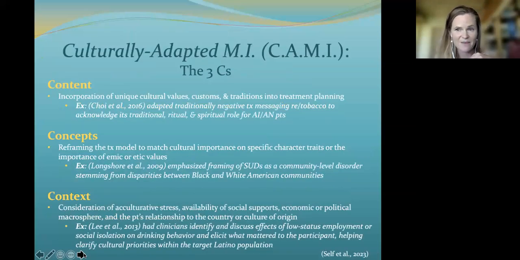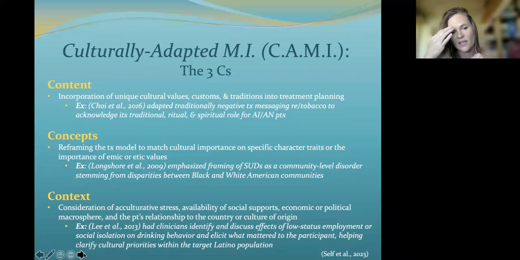For purposes of time, I can't dive into culturally adapted MI, but I did want to put it on your radar because this is pretty recent research. MI is really well suited to being culturally adapted. In fact, there's some evidence that the effect sizes are slightly larger for racial and ethnic minorities. They think probably because this is all about making sure that the treatment fits the patient rather than, vice versa, the patient in the Procrustean bed.